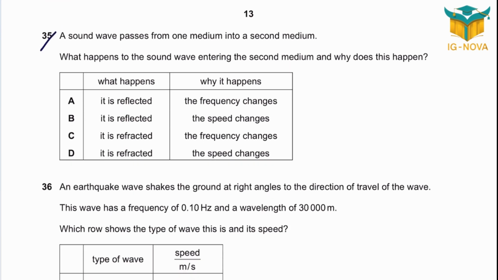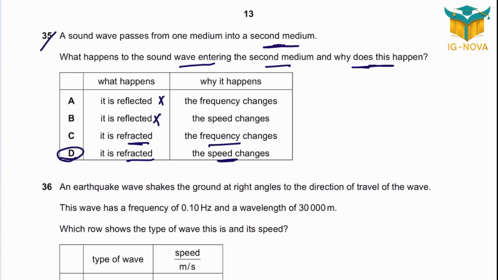Question 35. A sound wave passes from one medium into a second medium. What happens to the sound wave entering the second medium and why does that happen? This happens because of changing the medium. So by changing the medium, what's happening? Reflected, surely no, it's a refraction happening here. By refraction happening, is it the frequency that changes or the speed that changes?